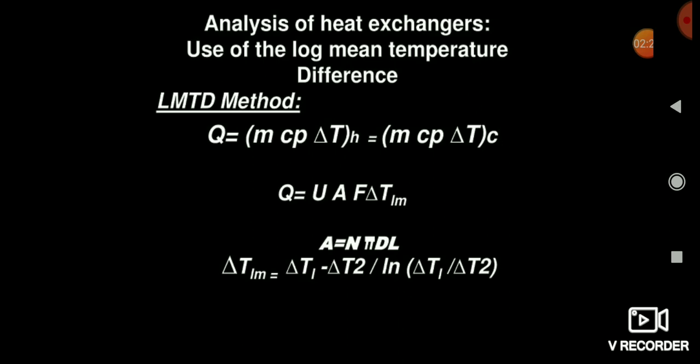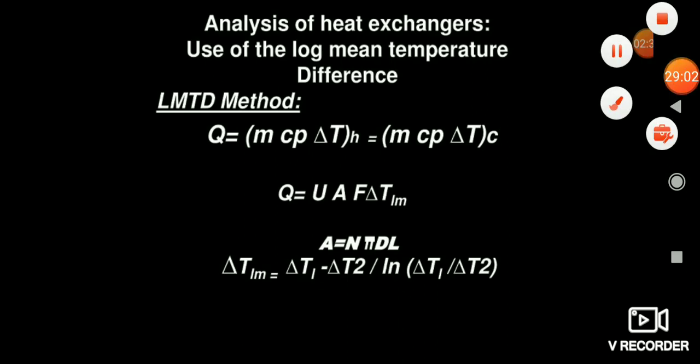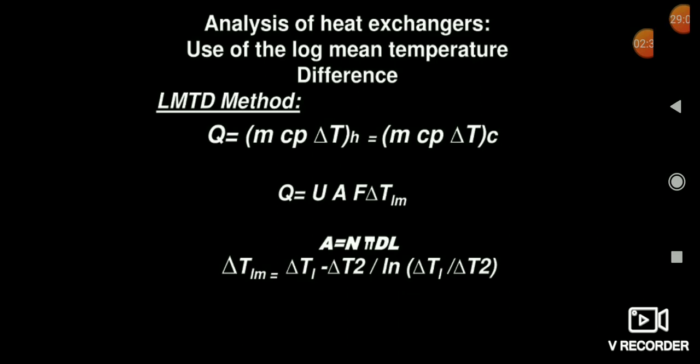I think all of you know the difference between the surface area and the cross sectional area, and that area is equal to pi into D into L into N. Friends, here N is the number of tubes. Suppose in the question it is given that 9 tubes are present, then you should multiply by 9. And delta T Lm, I think all of you know, is equal to delta T1 minus delta T2 divided by Ln of delta T1 by delta T2.